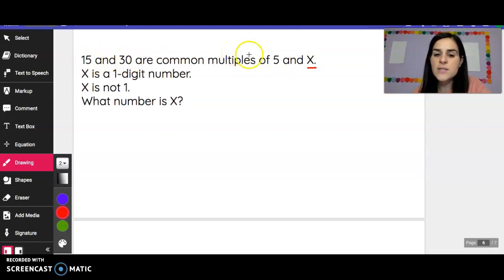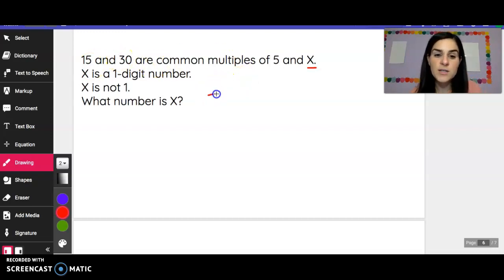What's another one-digit number where that will happen? Can you figure it out? Well, I might just check my work. I could start with 2. Is 2 going to work? No, because 15 is odd. Is 3 going to work? 3, 6, 9, 12, 15, 18, 21, 24, 27, 30.